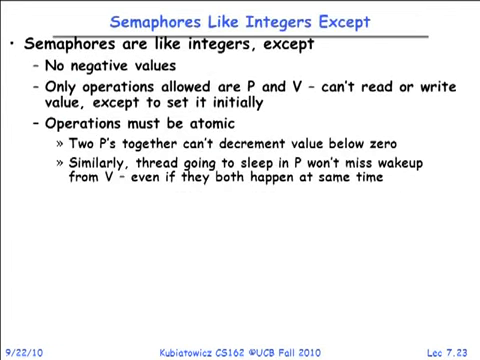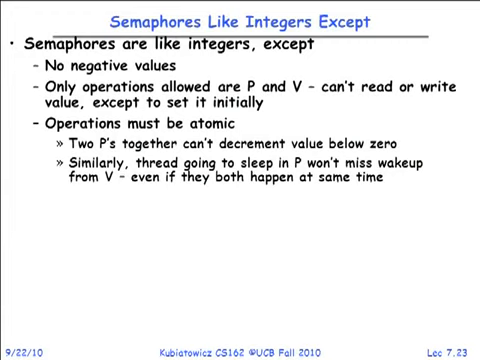And the operations are atomic. If you do two P operations together, they'll never decrement the value below 0. Let me say that again. If you do two P operations simultaneously, you'll never get the value below 0. Say the value is 1. One of them will decrement it to 0 and get to go through. The other one will stall, waiting for it to come above 0 again. So they're atomic. Similarly, a thread going to sleep in P won't miss a V.